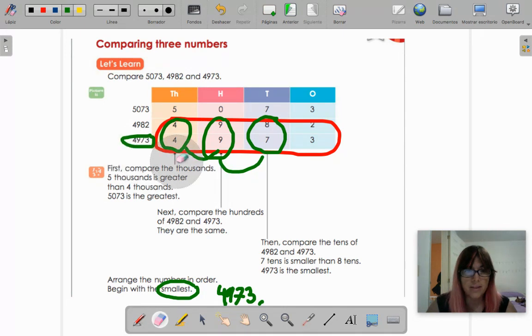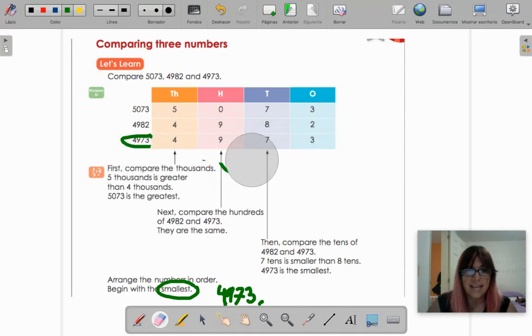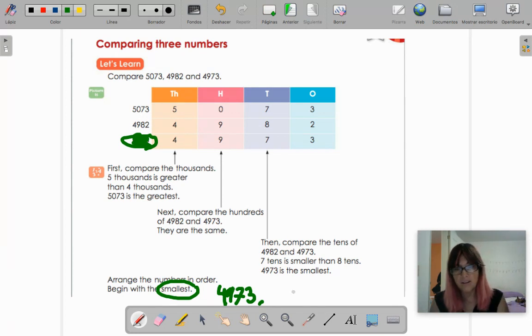Now, here, let me erase at the top. We already discovered that that number is the smallest. We already put it. Okay? So now I'm going to even cross it out. We already know this should be first because that's the smallest. So now let's just look at the other two. So if this is the smallest, the next one should be, yes, bigger than this, but smaller than the last one, okay? They are in order.